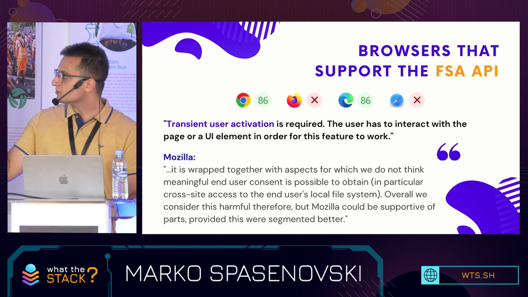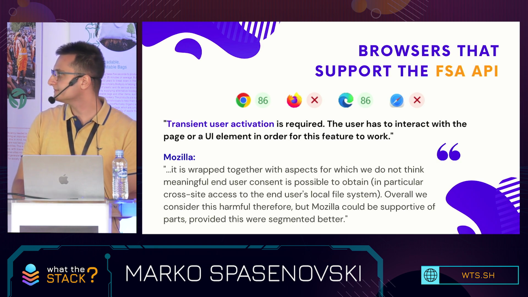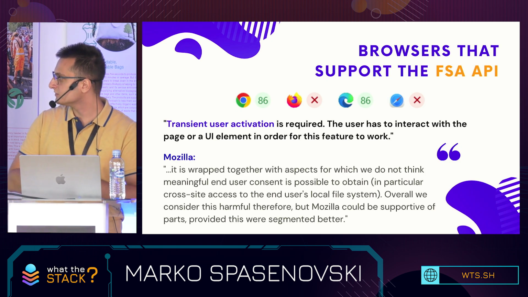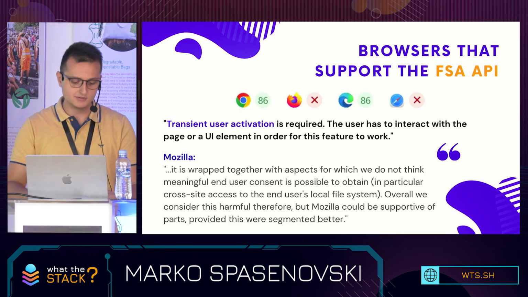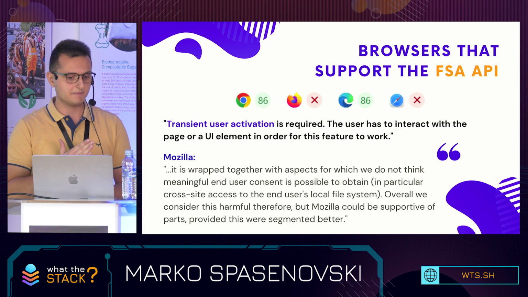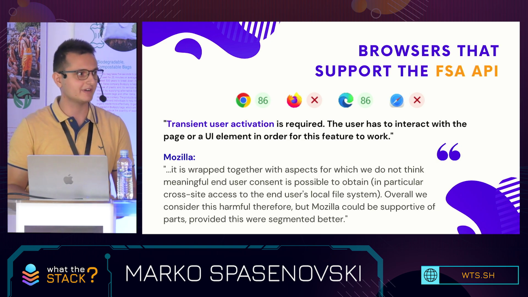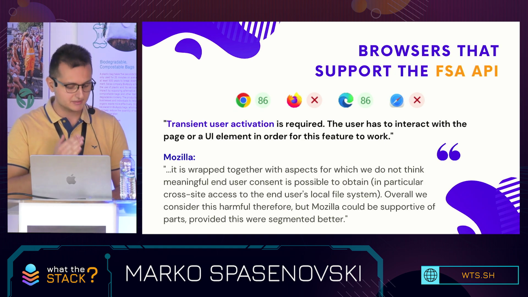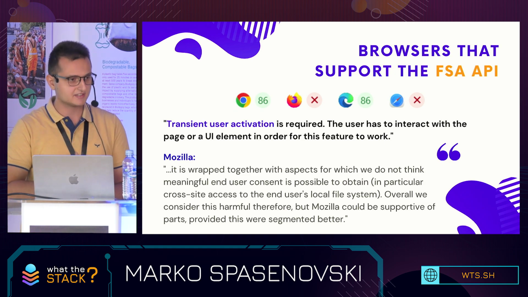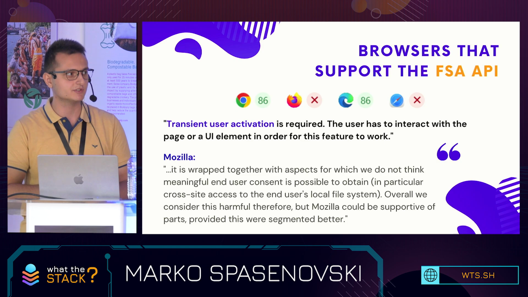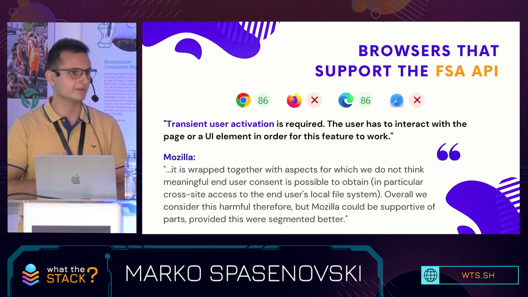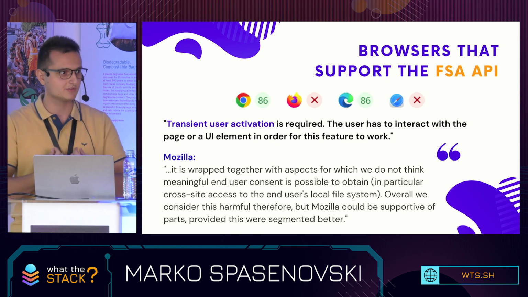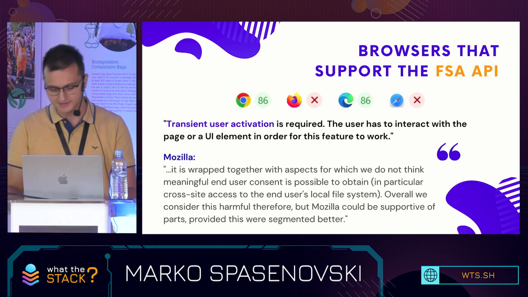Second of all, transient user activation is required. What does that mean? Well, it means that the user has to interact with the page or UI element in order for this feature to work. We'll see it later: whenever the website wants to use some stuff from the file system API, a prompt shows up from the browser asking the user for explicit permission. This action is going to access files on your system. Yes, no, confirm, cancel. So you actually have to give your consent to the web app to access files on your system.